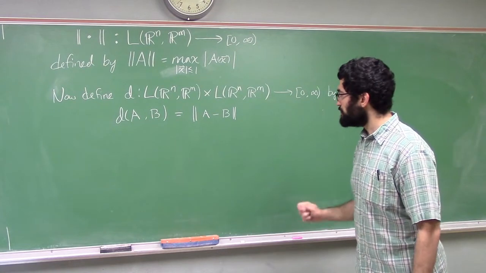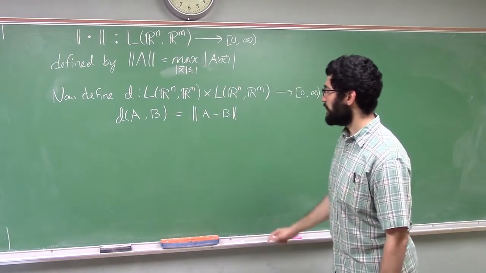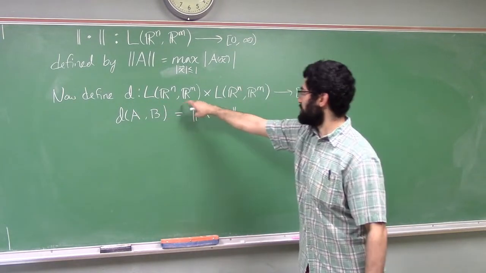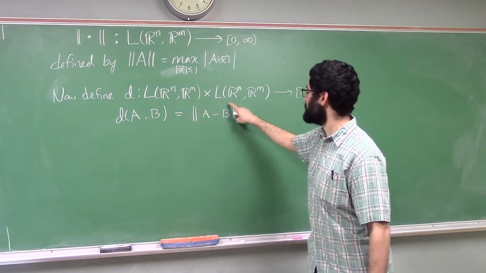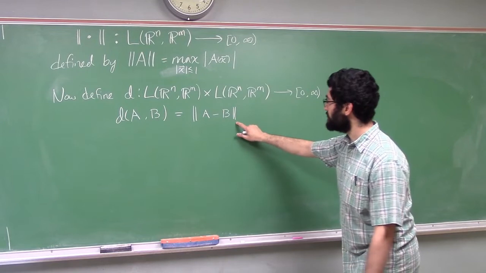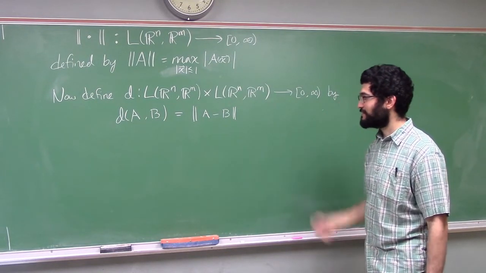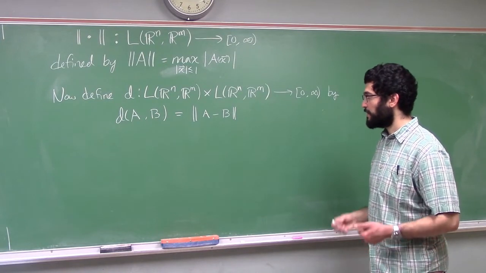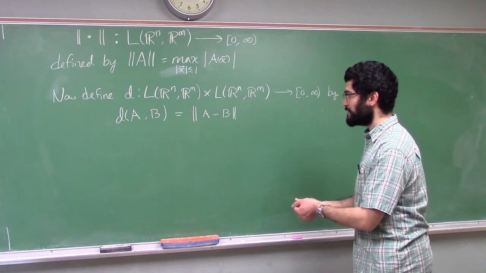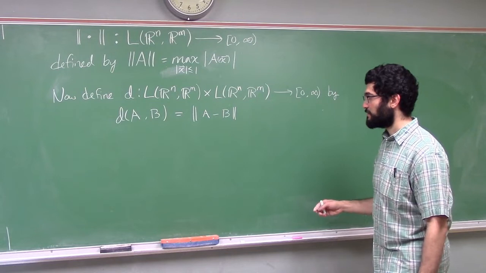What I do want you to know about is metrics. So our goal is to make this into a metric space. And here's the metric. Define D from the space of linear maps, across the space of linear maps, to non-negative real numbers, like this. And you should verify that this is a metric. It derives its metrichood from the norm properties that we just examined.